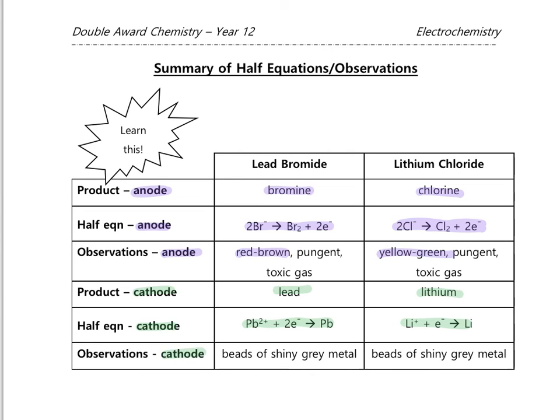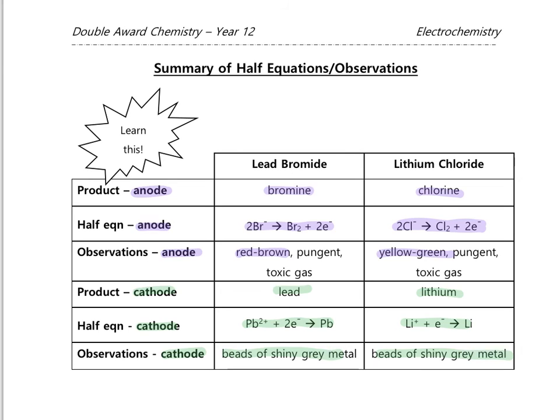And then what you should notice is that the observations at your cathode for both examples are exactly the same, because you're forming a metal, and a lot of metals look very similar at these high temperatures. It's going to be a liquid metal, so they'll form this bead of a shiny grey metal.